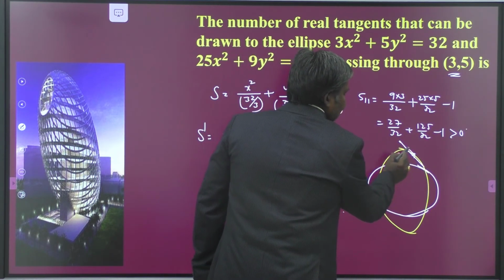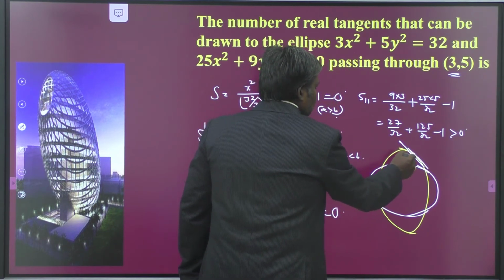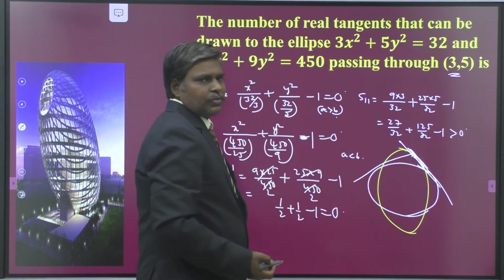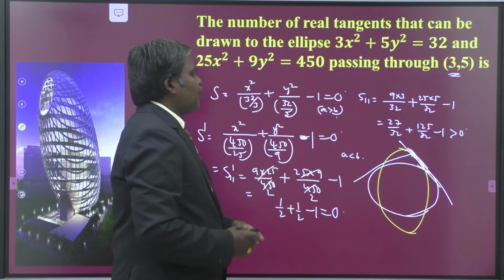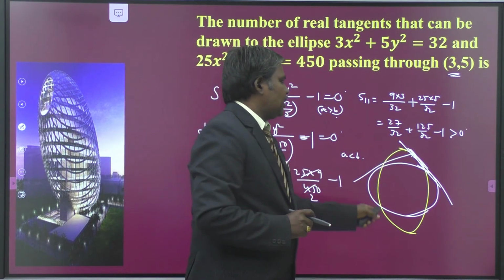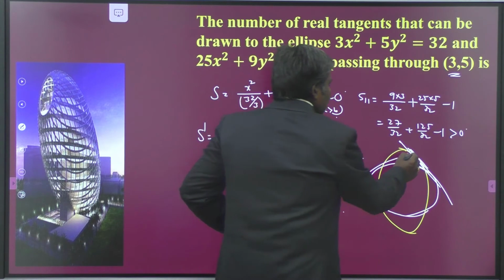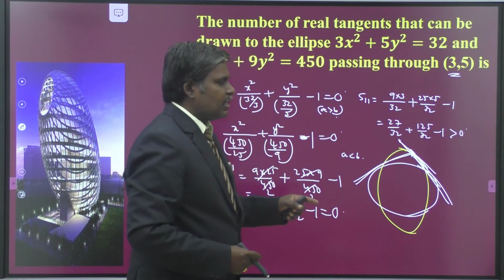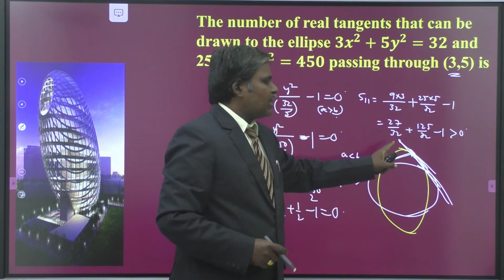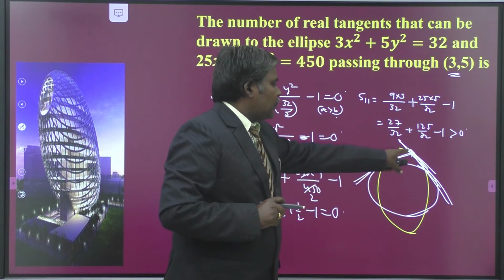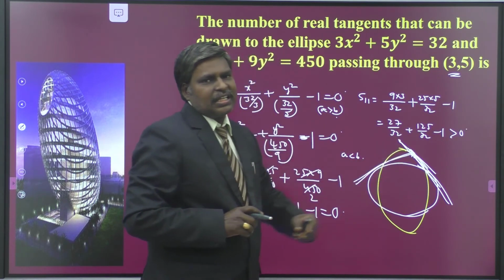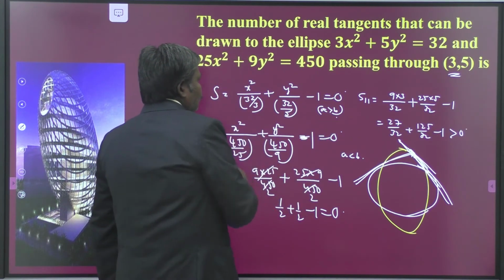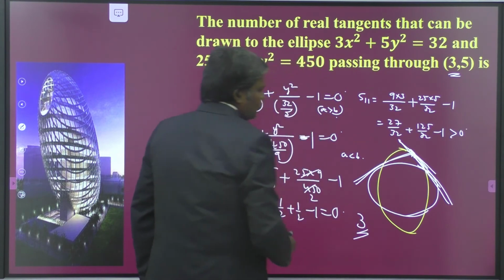At this point, this is the tangent, and from this point we can draw two tangents to the ellipse. So the total number of tangents drawn from that point to the ellipse is 3. Because the point is on the second ellipse, you can draw one tangent at that point, and that point is outside your first ellipse, so two tangents can be drawn from it. So the total number of tangents drawn from 3, 5 to the two ellipses is 3. Okay.